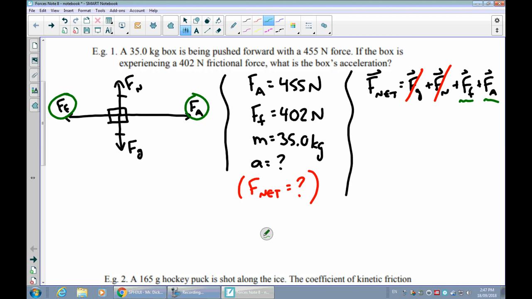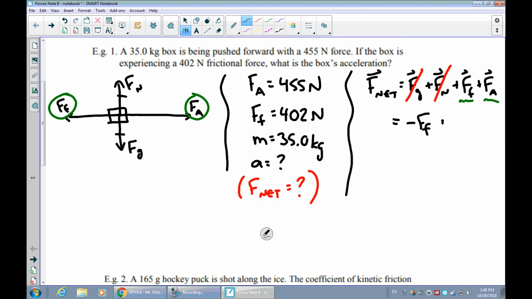In my next step, I'm going to get a little bit tricky in terms of notation. I'm going to include the fact that I've got frictional force and applied force, but I'm going to drop the vector arrows. And I'll show you why. In reality, what's going on is that we've got some negative amount of frictional force, because the frictional force will always be working against whatever direction I've defined as positive.